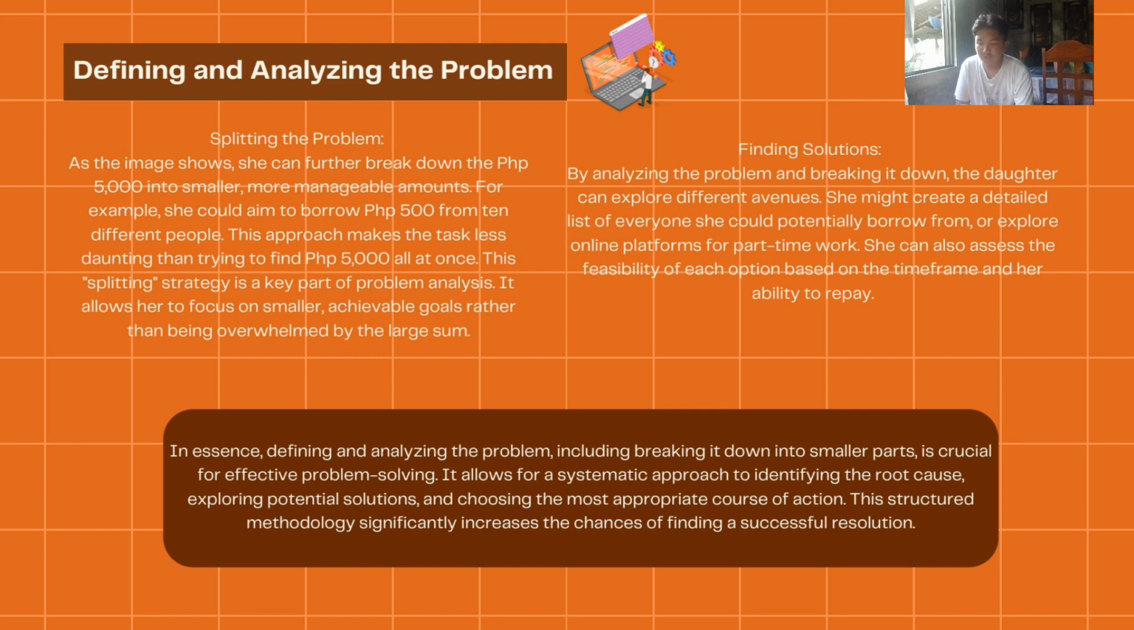Finding a solution. By analyzing the problem and breaking it down, the daughter can explore different avenues. She might create a detailed list of everyone she could potentially borrow from, or explore online platforms for part-time work. She can also assess the feasibility of each option based on the time frame and her ability to repay. In essence, defining and analyzing the problem, including breaking it down into small parts, is crucial for effective problem solving.